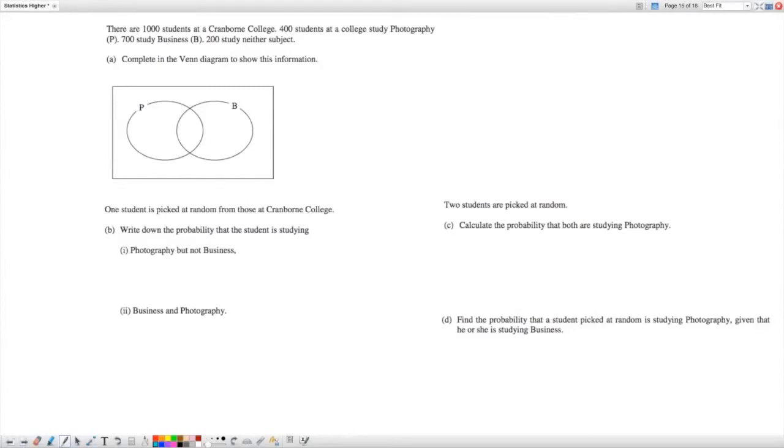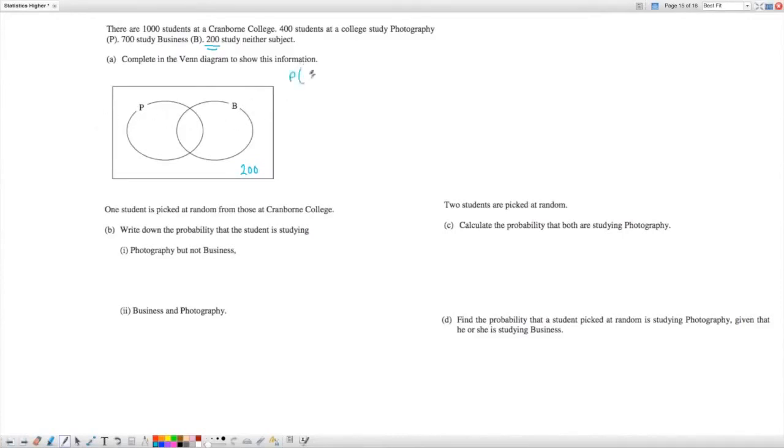Here we're told that there are 1,000 students at Cranbourne College. Out of those, 400 study photography, 700 study business, and 200 study neither subject. And we're asked to use this information to complete the Venn diagram. So first off, we can identify the 200 students that are outside of the photography and the business. Okay, so that leaves us with 800 that are in this section.